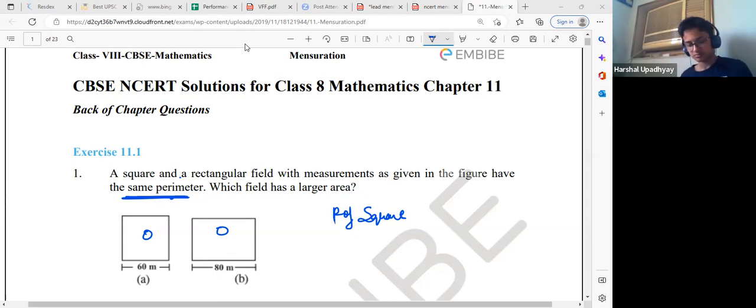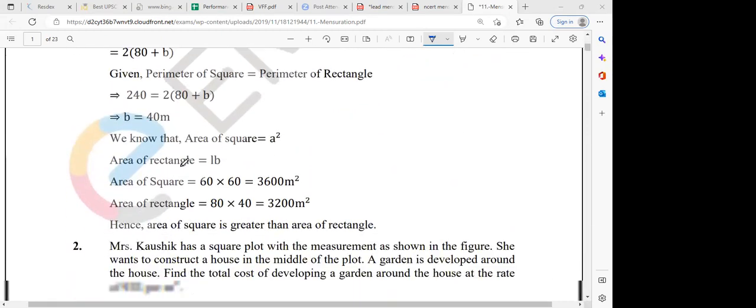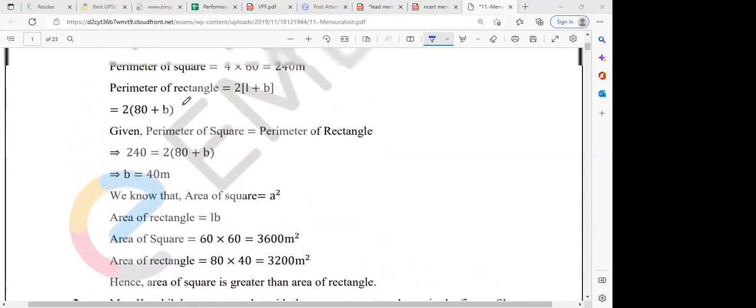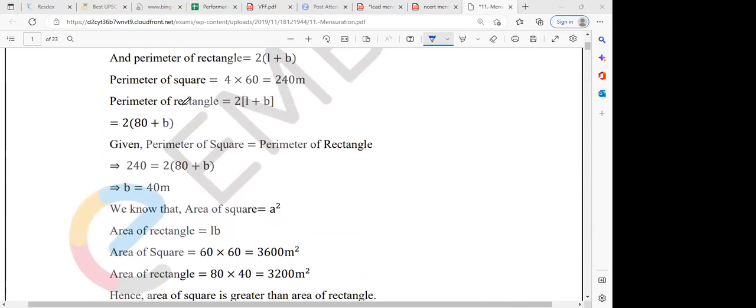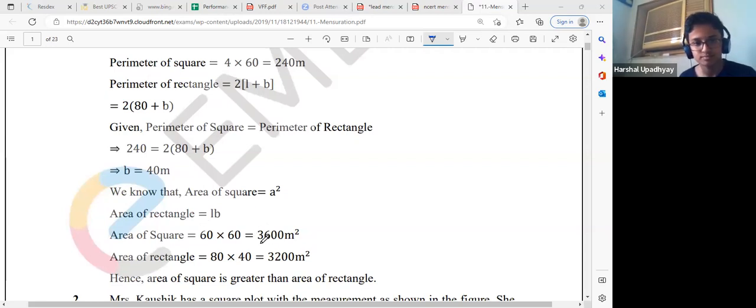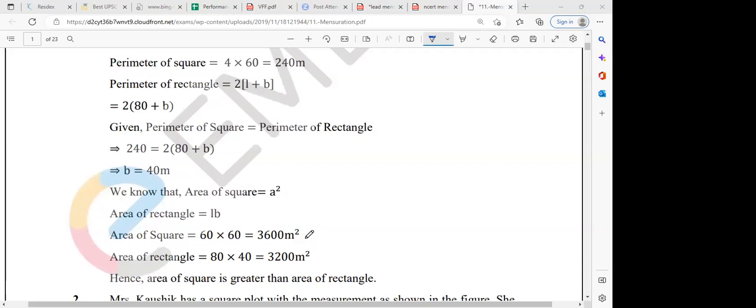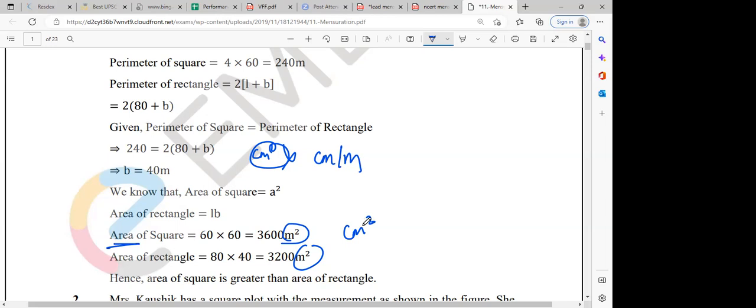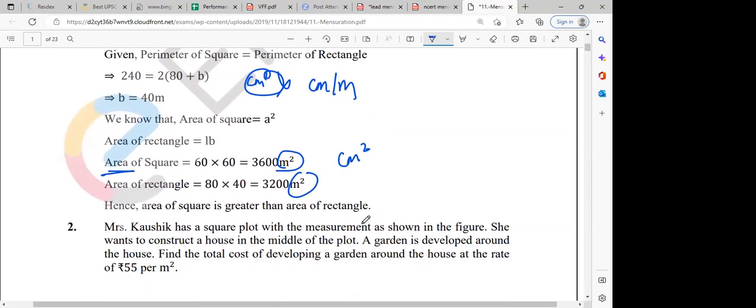Ma'am, what's the answer? Okay, let's check. Area of square is greater than area of rectangle. Area of square is 3600 meter square. Remember one thing: whenever you are finding area, you have to write meter square. If it is centimeter, then centimeter square. In perimeter, you don't need to write square because they are not in square; you will only put centimeter or meter. But whenever you are finding area, you have to put square.